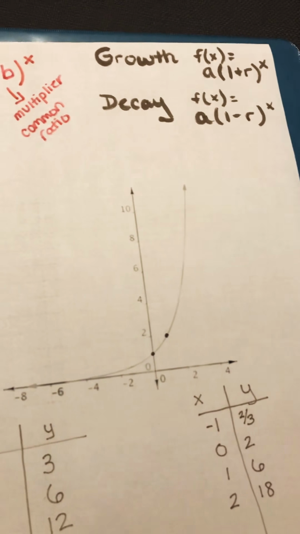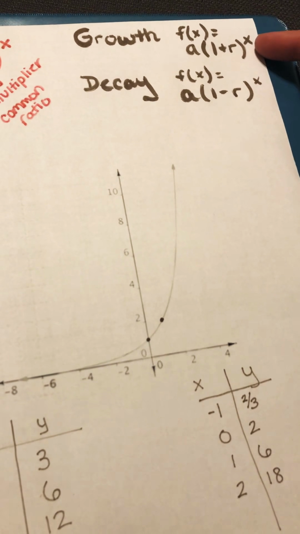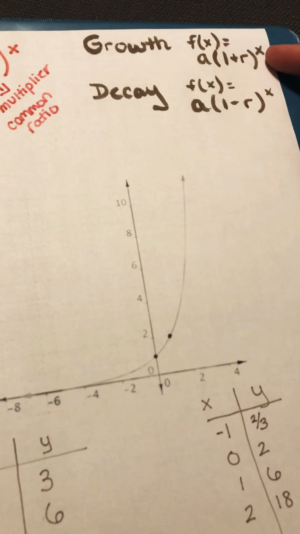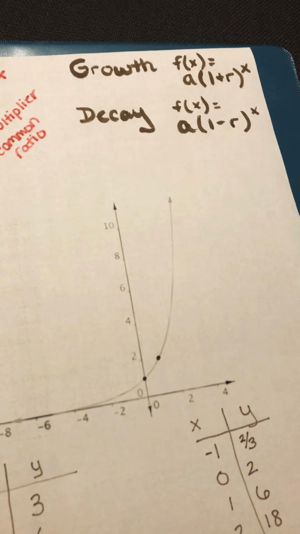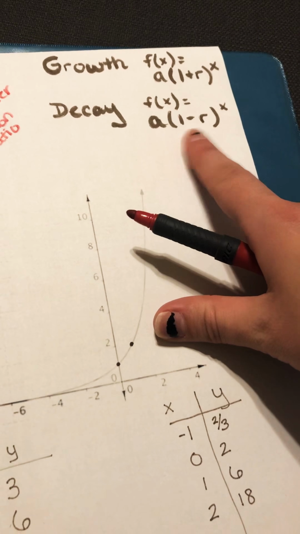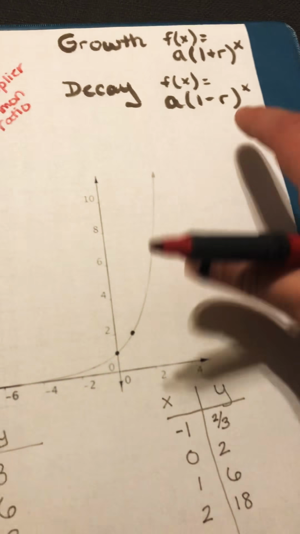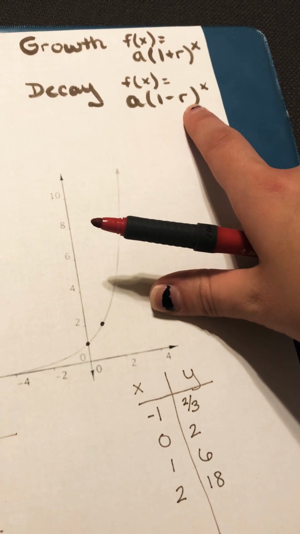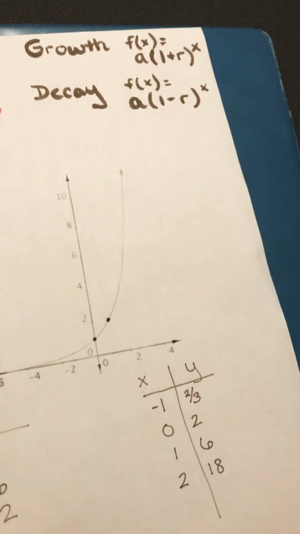So there are two different situations of exponential functions. One is growth and the other is decay. Growth is when the initial value is being multiplied by a number greater than 1. So when you have a value given as a percentage, you add it to 1 as a decimal. Decay is when an exponential function is decreasing by a multiplier less than 1. So given a rate, if it's decreasing by 6%, you change 6% to a decimal and subtract it from 1.